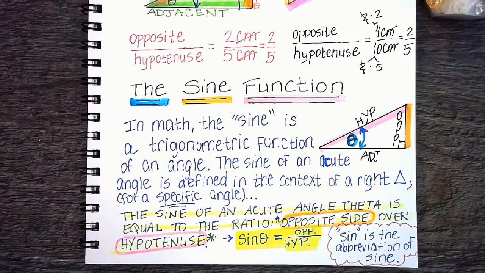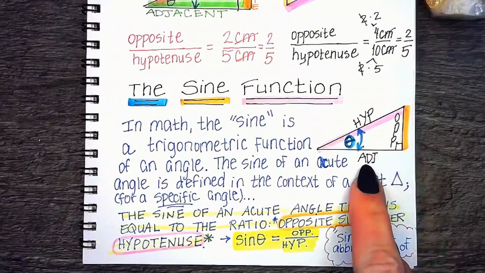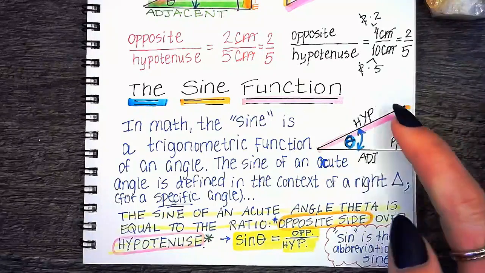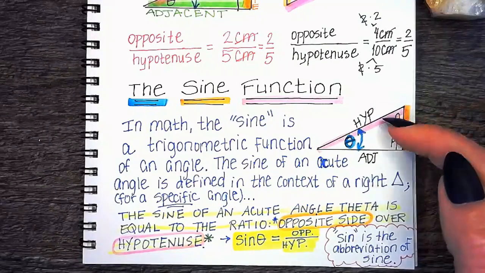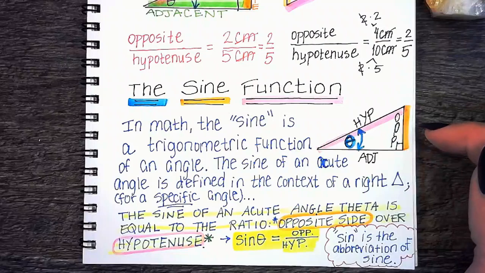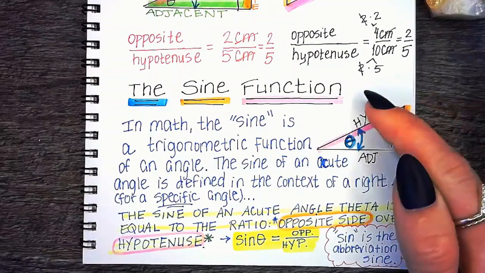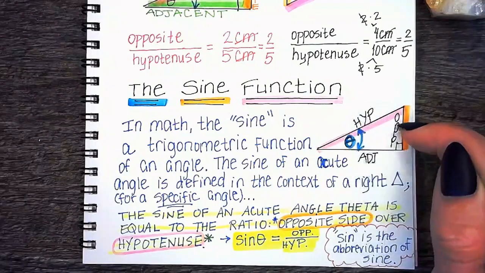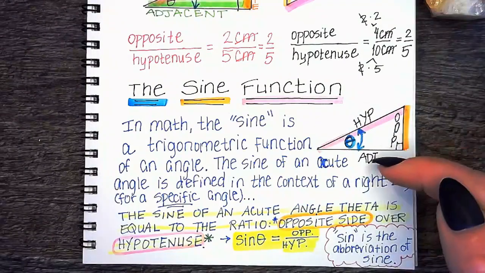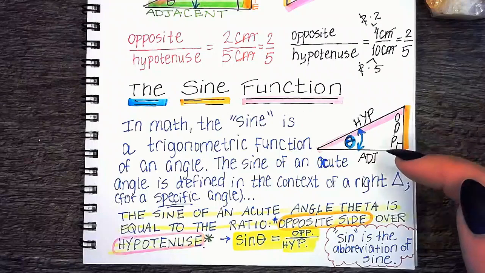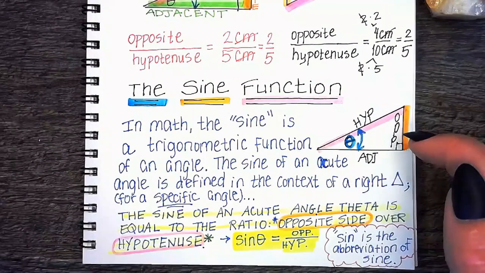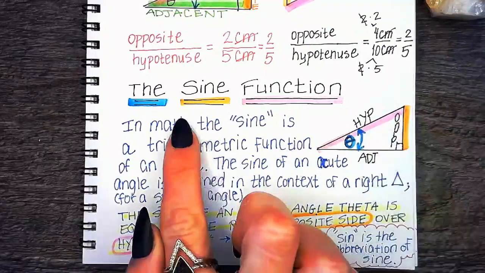Just as another side comment, since there are 3 sides on a triangle, a combination of 2 sides, opposite over hypotenuse in this case, gives us 1 trig function. There are 6 ways to combine any 2 of the 3 sides. That's why we have 6 different trigonometric functions. Opposite over hypotenuse is the ratio attributed to sine.